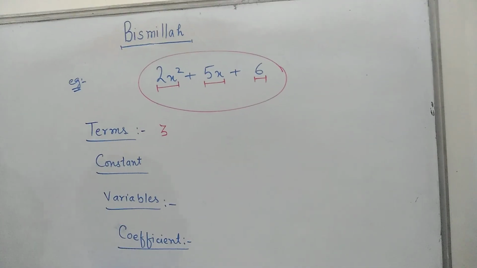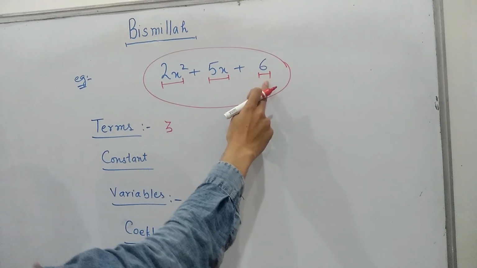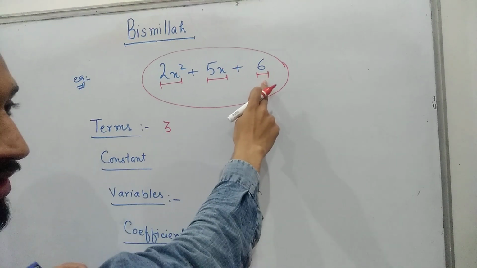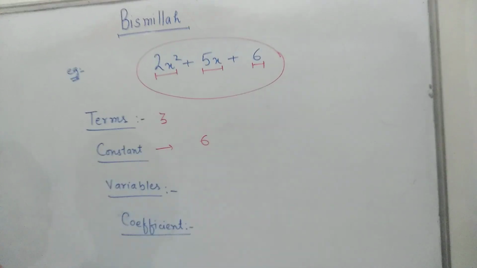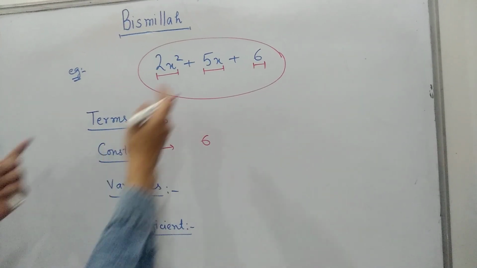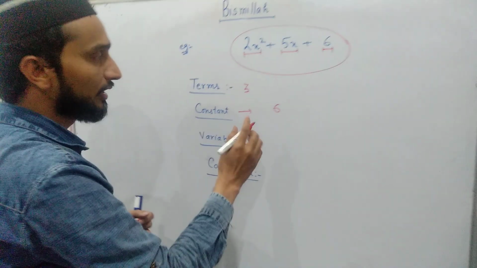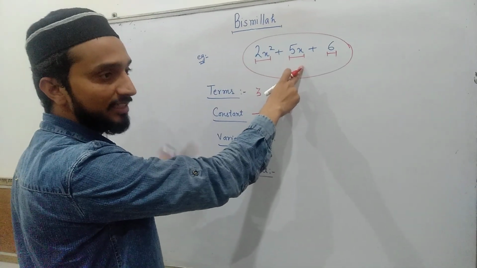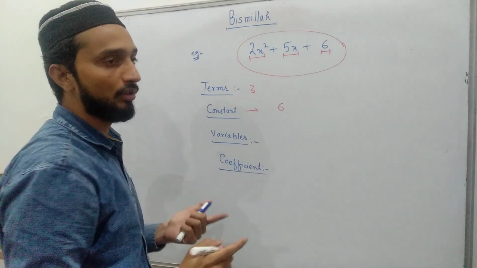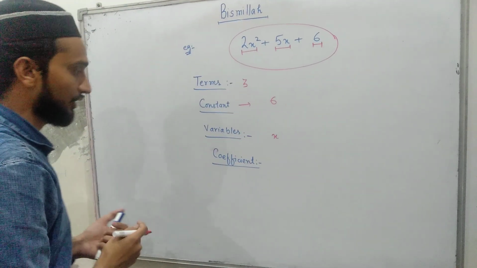Constant. The number that stands separately is called a constant. Here 6 is alone. There is no variable here. So this value is called the constant. The value of the constant over here is 6. Now variables. Which variable are we using over here? There is only x, here in the form of x square, but here it is only x. So we can say that in this whole expression there is only one variable. We say x is a variable in this algebraic expression.